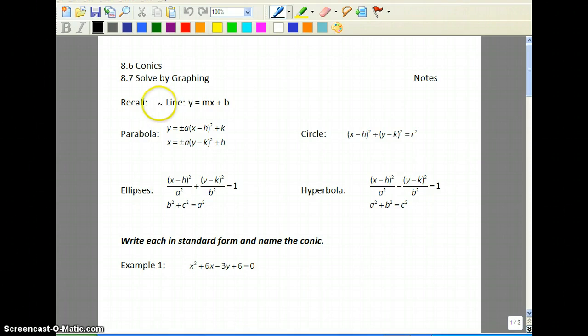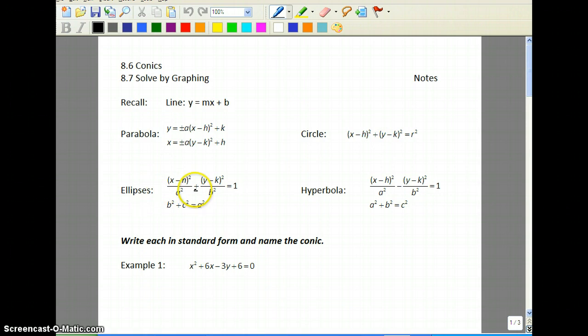So just some things to remember. Graphing a line is just y equals mx plus b, so there are no squared terms. In parabolas, there's one squared term, and it's either a y equals or an x equals, and that tells us if it's up or down, left or right. Circles, we know there are no coefficients, and it's equal to a number out here, and that's always r squared to get us our radius. Plus sign for circles.